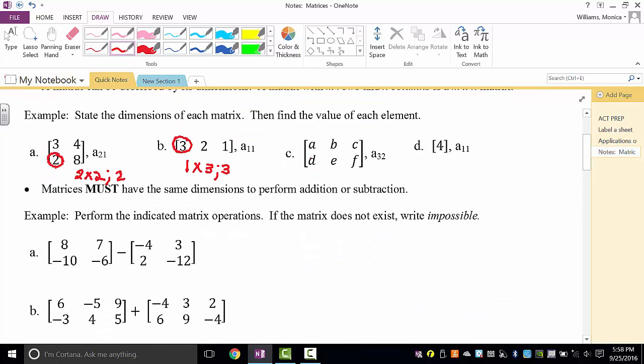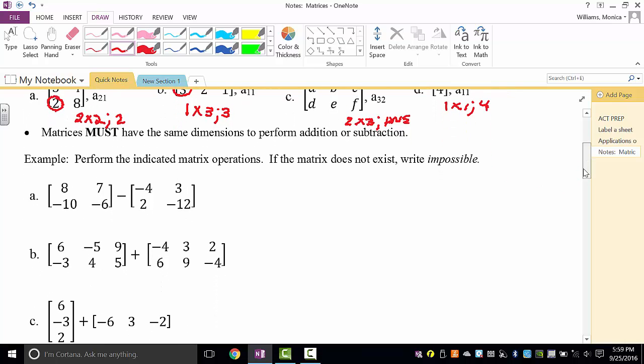So what would be the dimension of C? Great, 2 by 3. And what is on the third row, second column? DNE, exactly. There's not a third row, so it will be does not exist. D is a 1 by 1. A sub 1,1 is 4.